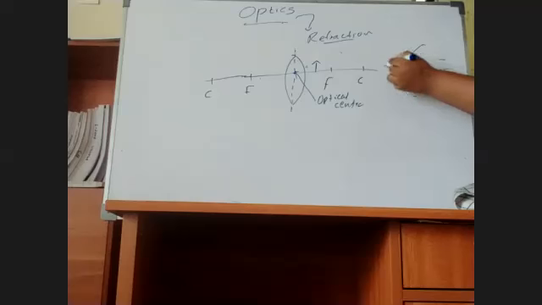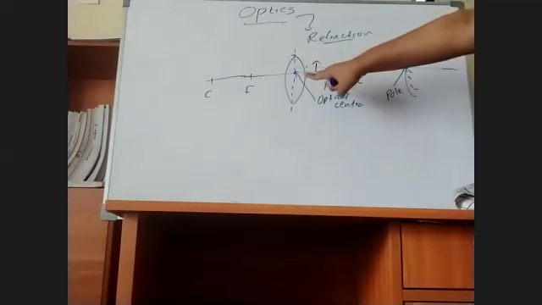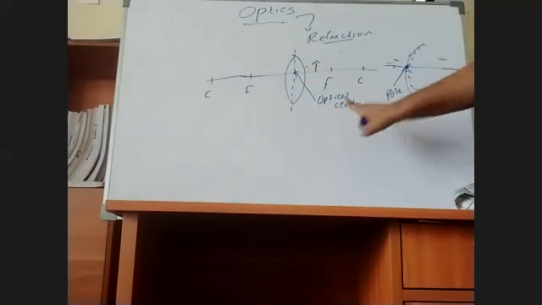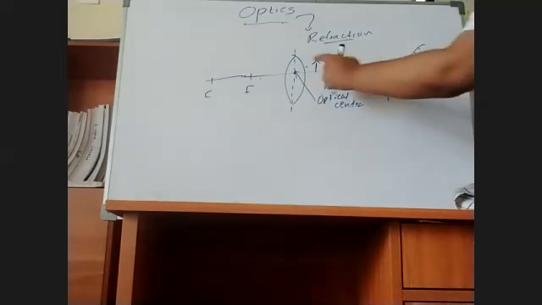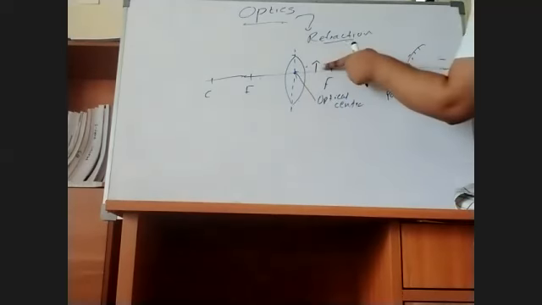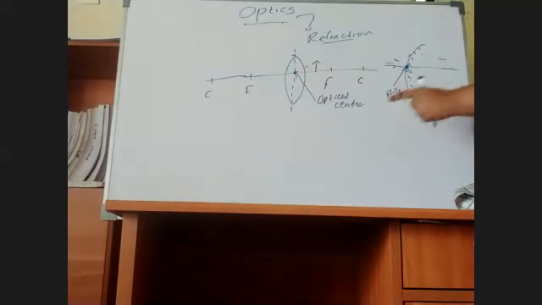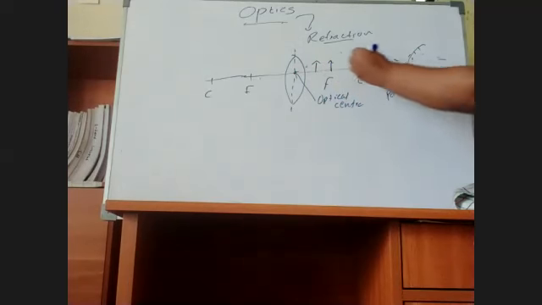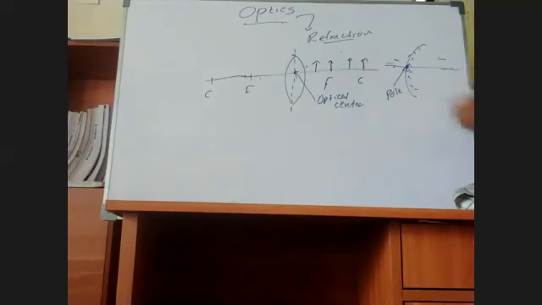But in the case of a mirror, this point is known as the pole of the mirror. In the case of lenses, the center of the lens is known as the optical center. So we are going to draw ray diagrams by placing the object between the focal point and the pole, then at the focal point, then between the focal point and the center of curvature, then at the center of curvature, and then beyond the center of curvature.